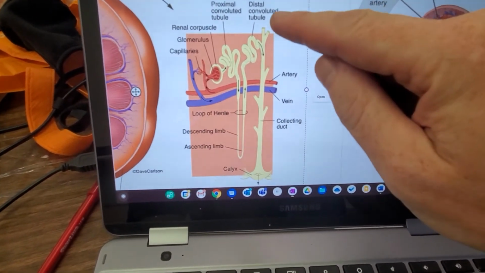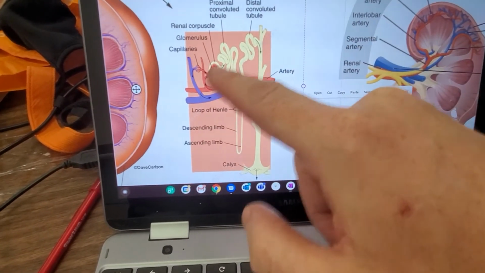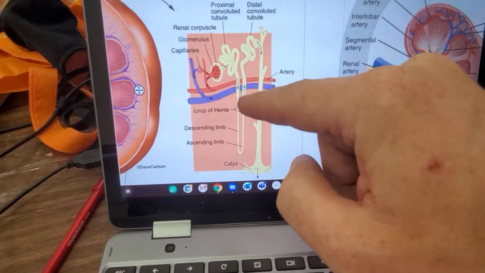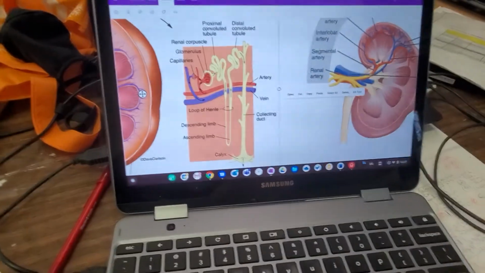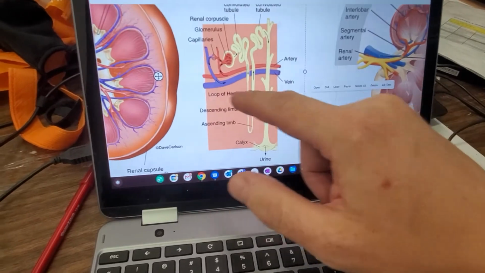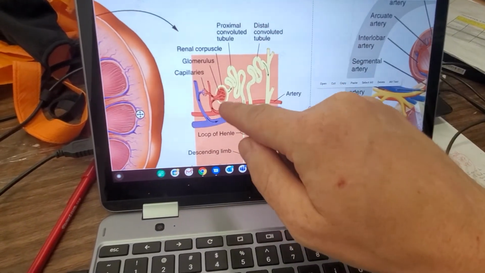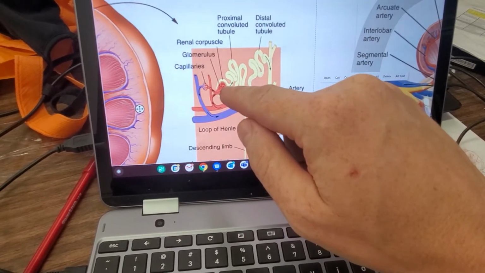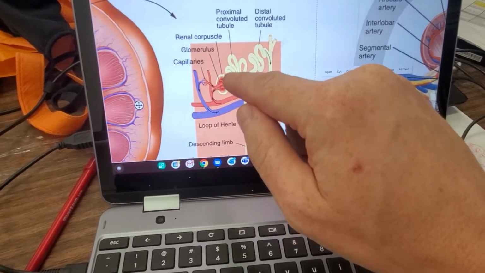One thing to understand about the nephron is that they're actually huge, yet microscopic. We can't see them here. But this part of the nephron, the loop of Henle and the collecting duct, they go way, way, way farther down than what we see here. So this part of the nephron is the glomerulus, and the glomerulus is the blood part. The renal corpuscle is the part of the tubes that surrounds the glomerulus.